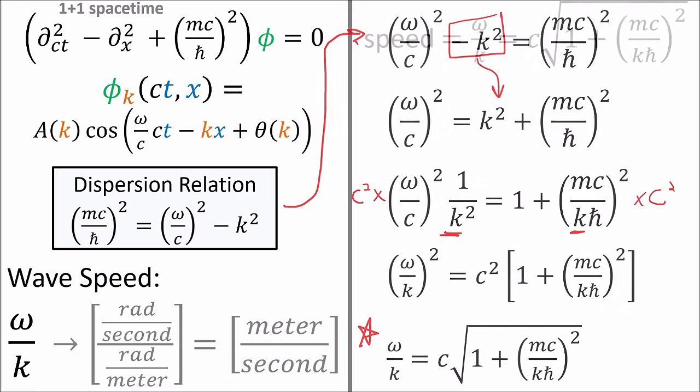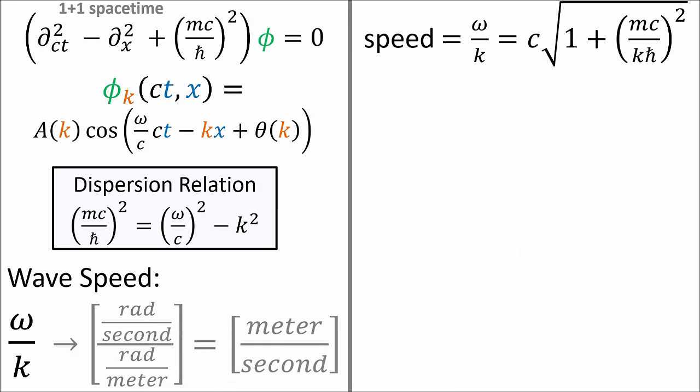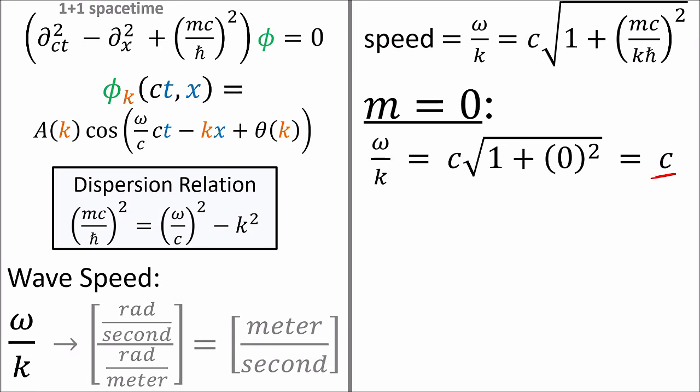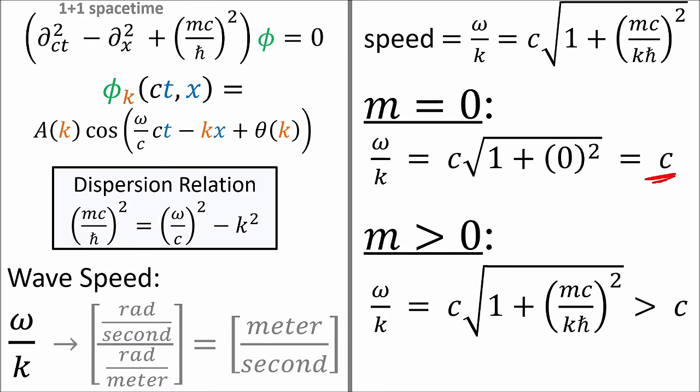Now, this result is actually a bit concerning. If we were dealing with a massless field where m equals 0, then the wave speed would be the speed of light c, which is fine. But if the field has a non-zero mass, then the speed of the wave is actually greater than the speed of light c, since this term under the square root sign is always greater than 1. So you might think this means we've broken the rules of special relativity.